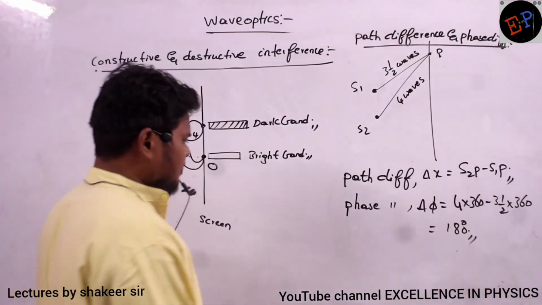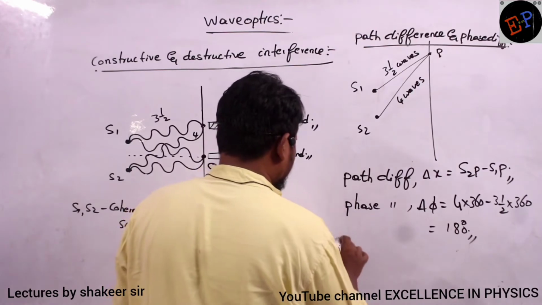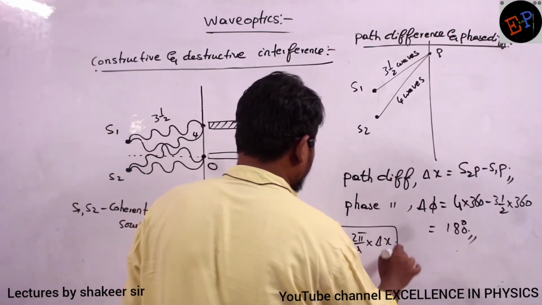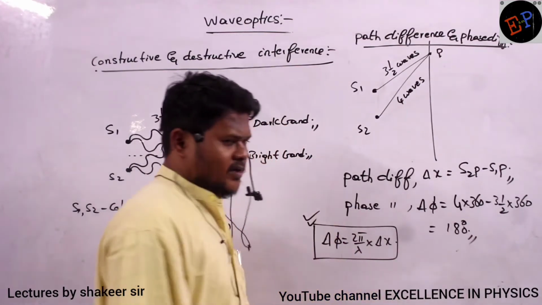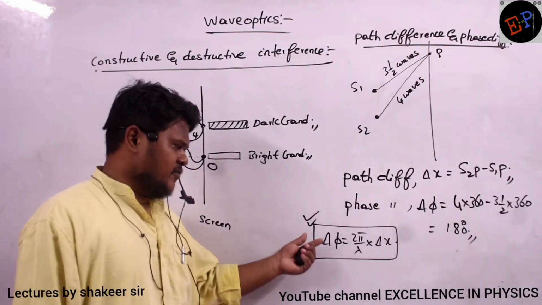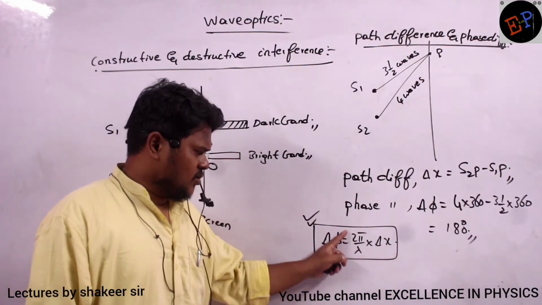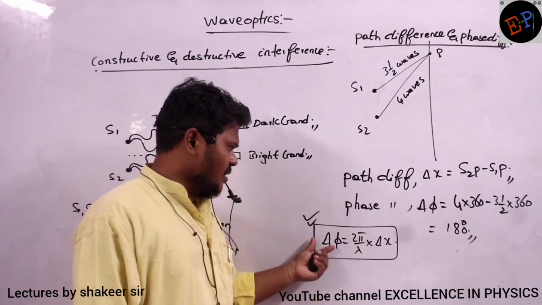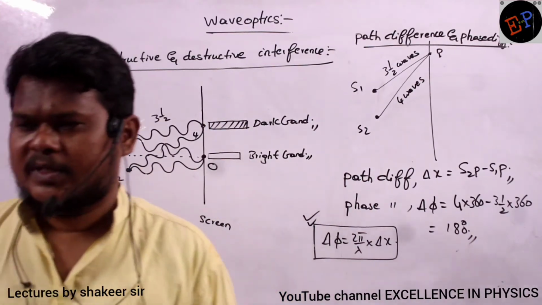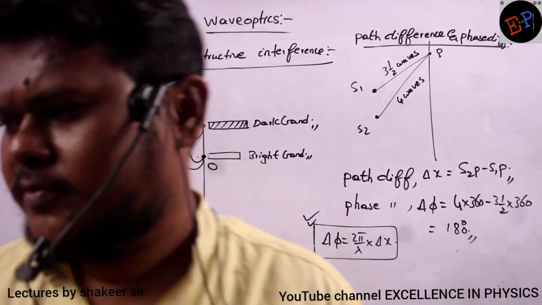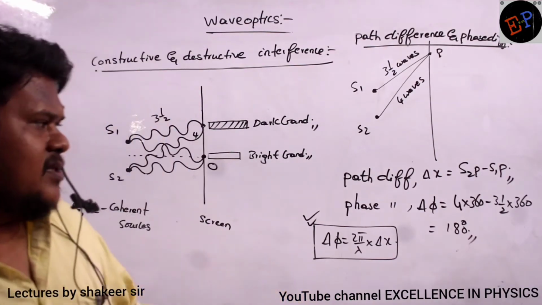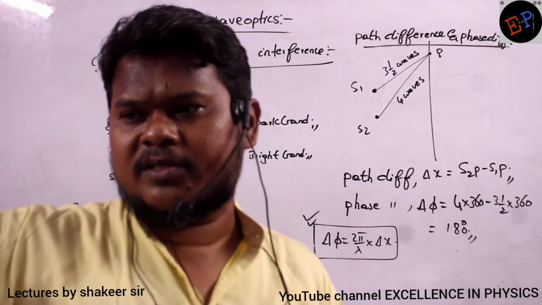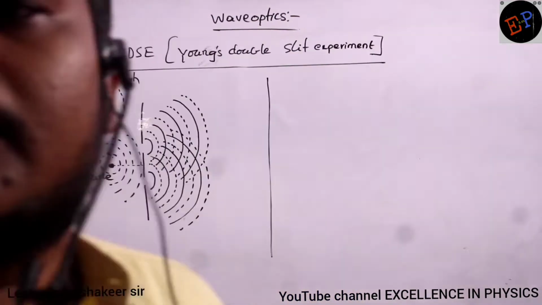Clear, no? And mathematically, how can I represent it? I can represent delta phi is equal to 2 pi by lambda multiplied by delta x. Very, very, very important equation. Many times questions were given on this equation. So this is the relation between phase difference and path difference: 2 pi by lambda multiplied by delta x. Delta x is nothing but path difference. Delta phi is nothing but phase difference. Clear? So like this you can relate path difference and phase difference. Understood, right? Path difference means distance traveled, phase difference means angle covered by both the sources in reaching that point. Okay? That's it.